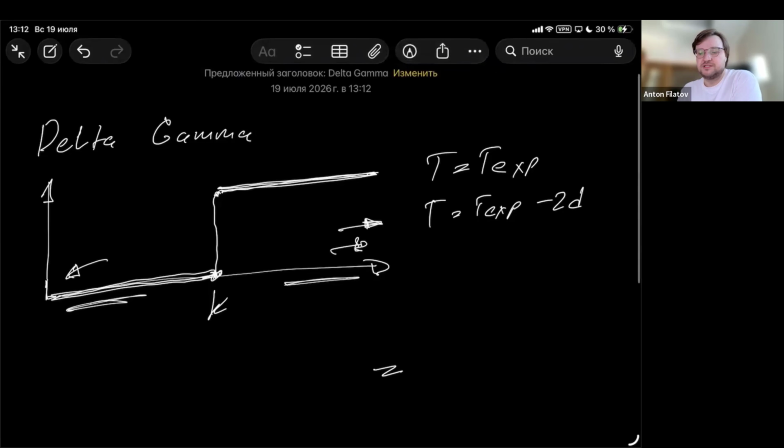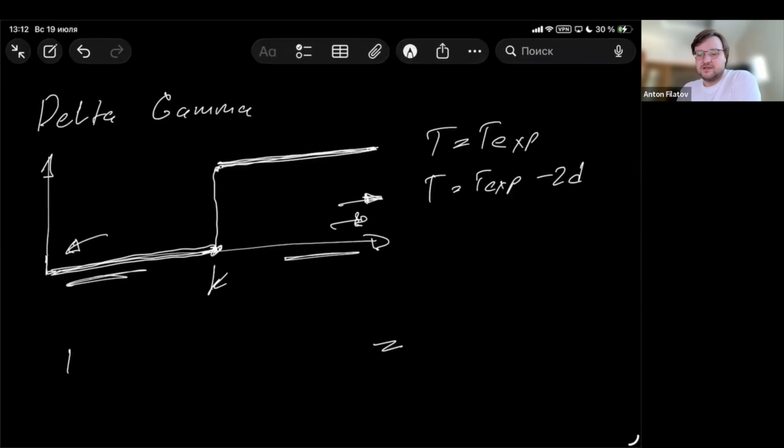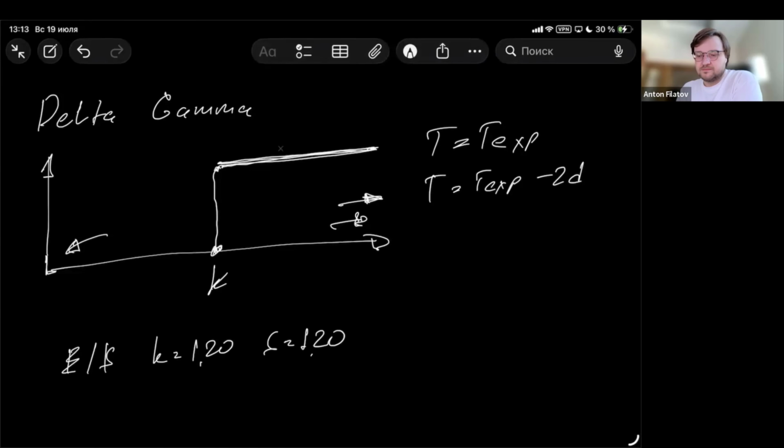Let's think about it a little bit deeper. Let's say you have a Eurodollar option and the strike is 120, spot is 120. Spot is the price of the underlying, for maybe new people. Our delta is around 50% here. Why? It's just at the spot, so it's kind of 50%.